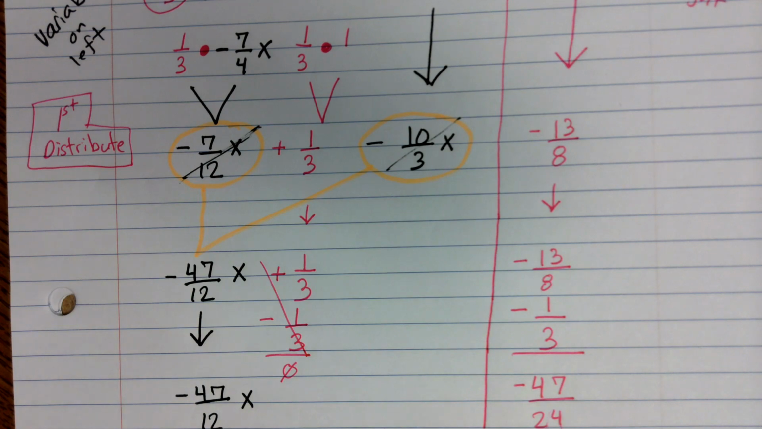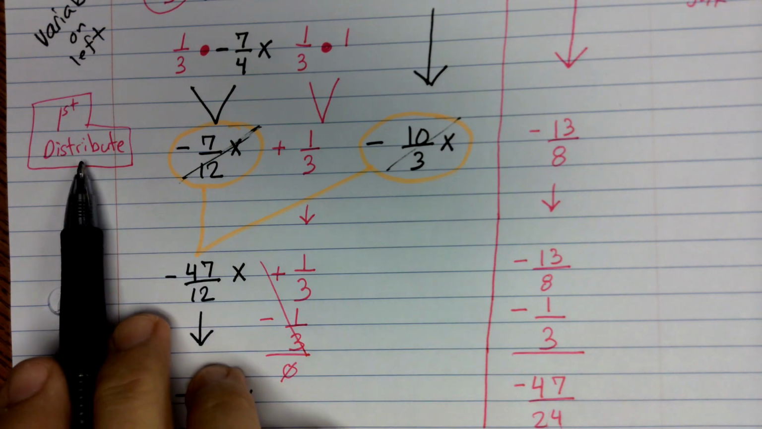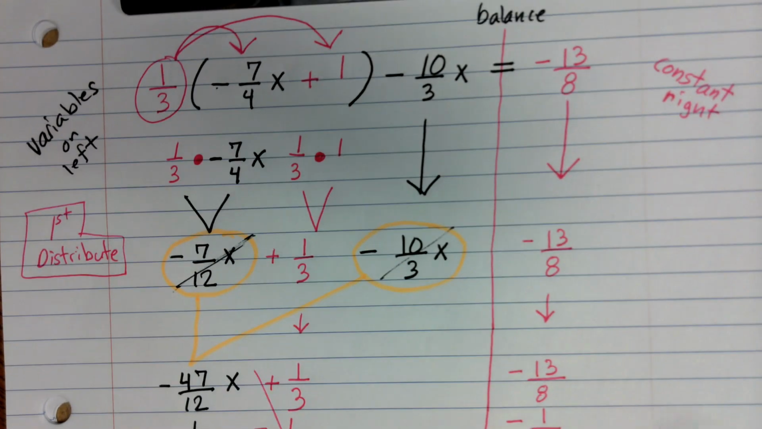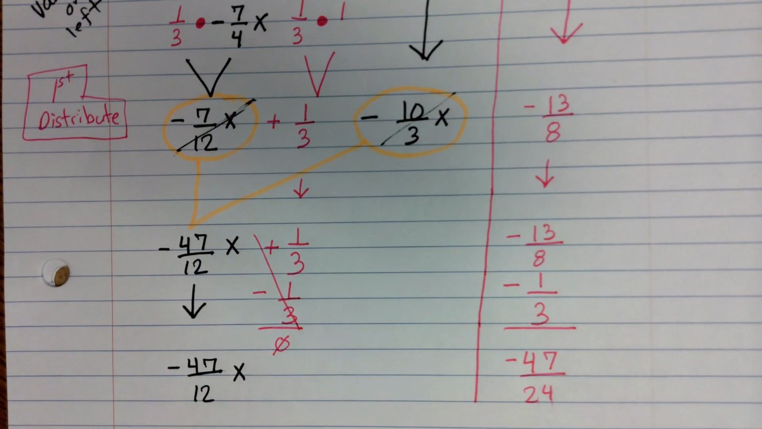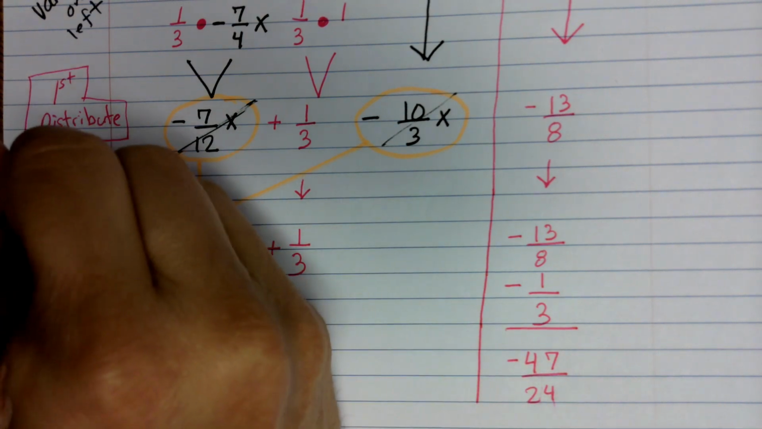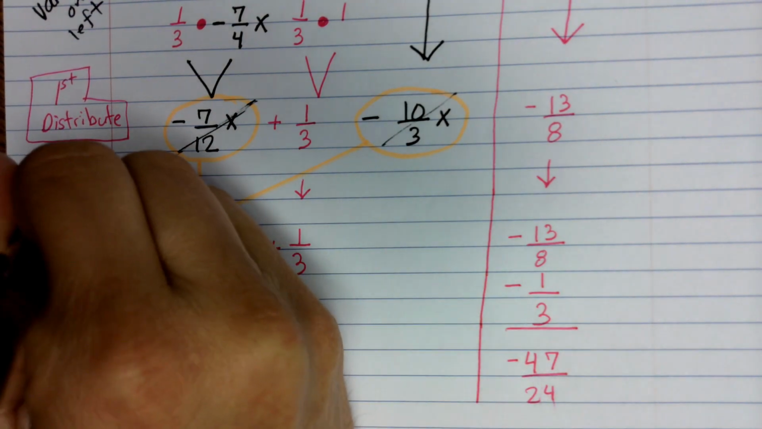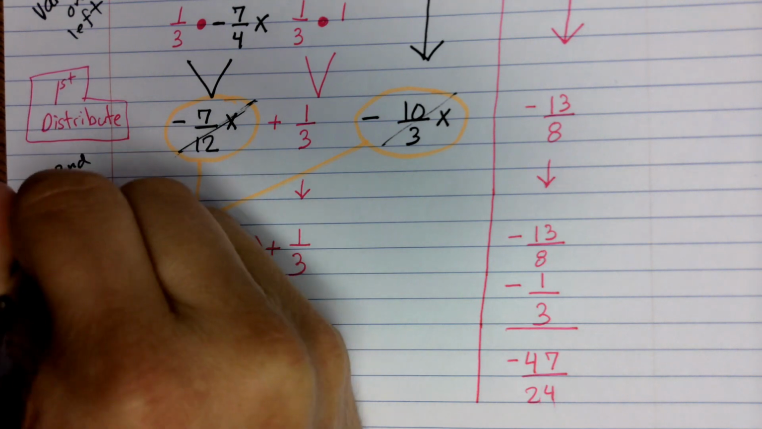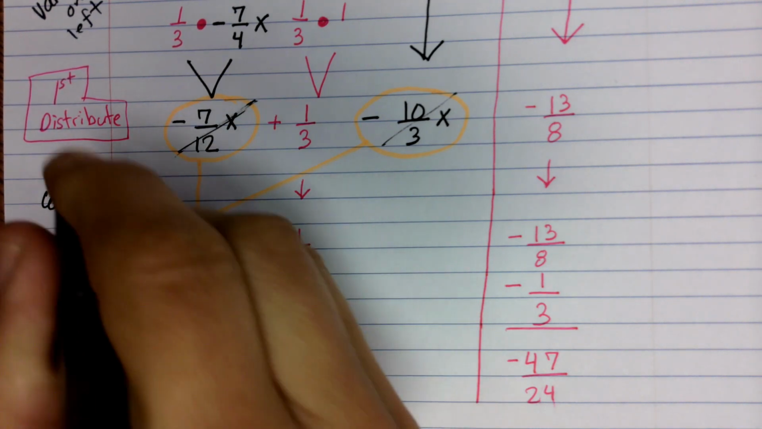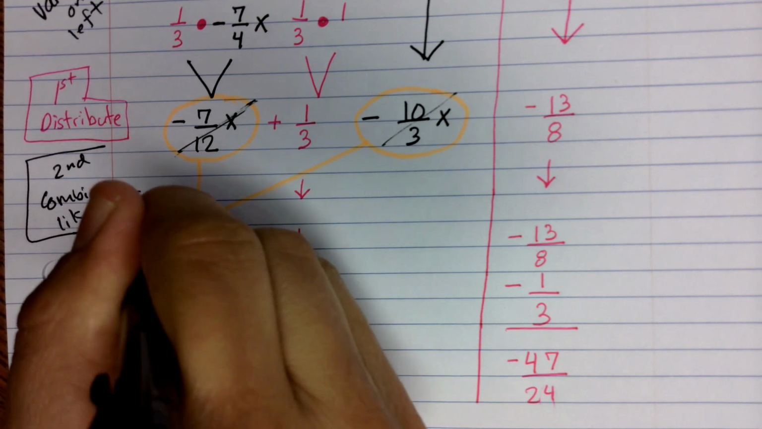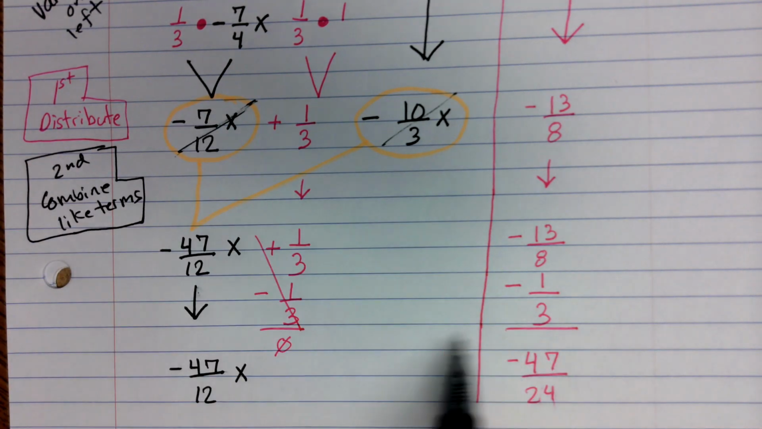And let's go back and just kind of look at what all we did. We distributed, right, to get rid of our parentheses right here. Then after we distribute it, we then combine like terms. So I'm going to put second, combine like terms. Now there won't always be terms to combine, but you should do that before you start moving anything back and forth on the other side of the equal sign.